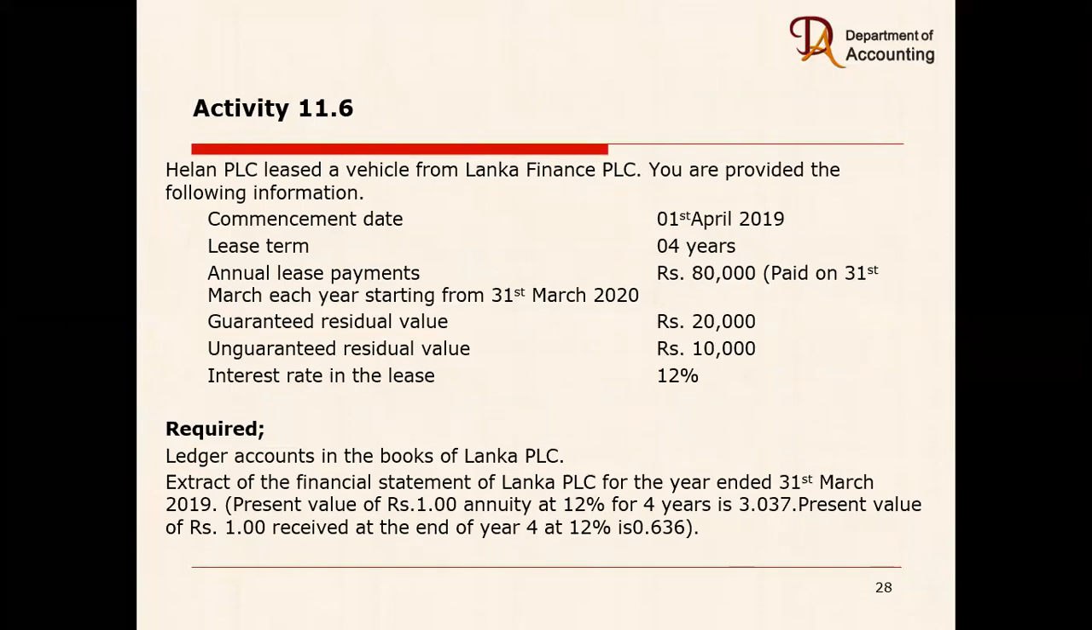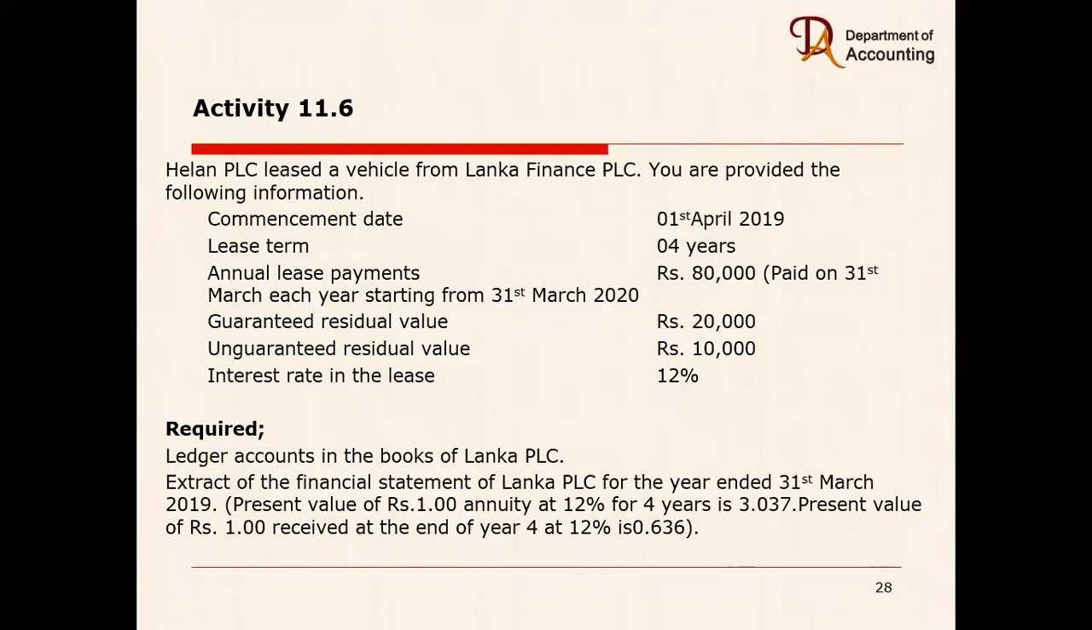Here it says that Helen PLC leased a vehicle from Lanka Finance PLC. You are provided the following information. Commencement date 1st of April. Lease term 4 years. Annual lease payment 80,000 paid on 31st March. Guaranteed residual value is given. Unguaranteed residual value is given. Interest rate is also given. Required: ledger accounts in the books of Lanka PLC.